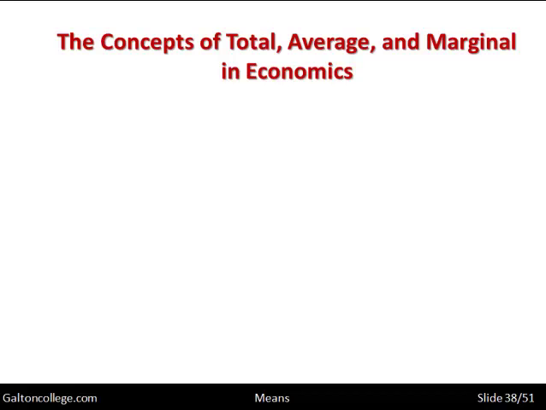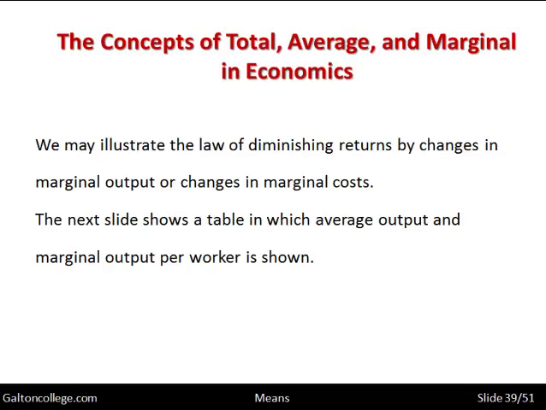We need to also be careful about the concepts of total, average and marginal in economics. We may illustrate the law of diminishing returns by changes in the marginal output or changes in marginal cost. Now, we'll look at this in the next slide. We'll talk about the average output and the marginal output per worker. So the law of diminishing returns assumes that all workers are equally efficient. Bear that in mind. All workers are equally efficient.